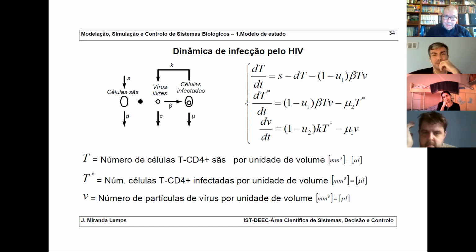So if we are in equilibrium and we decrease the number of T cells for some reason, what happens? T will be smaller than S divided by D, so the value of the derivative will be positive, and it will grow and again increase. So at least T has some stability, but you have other variables.